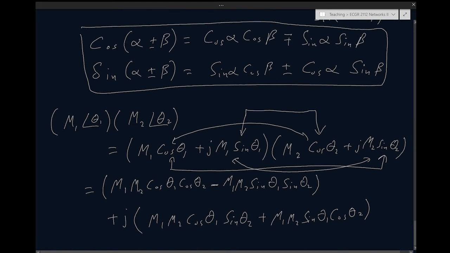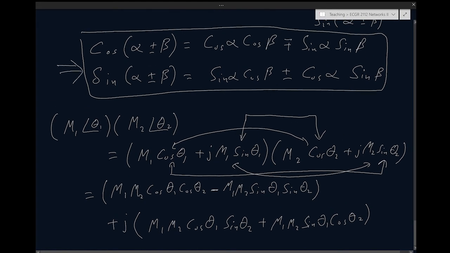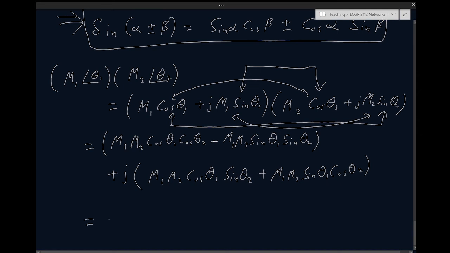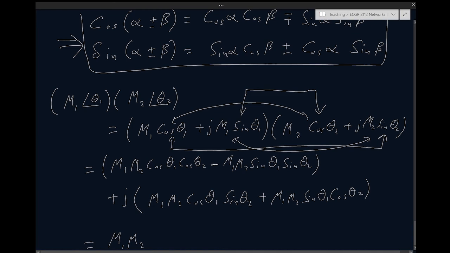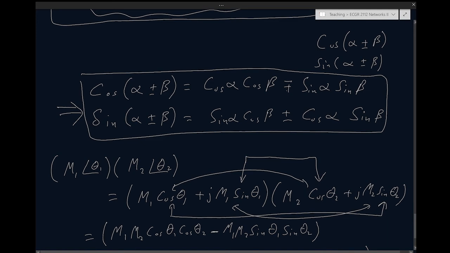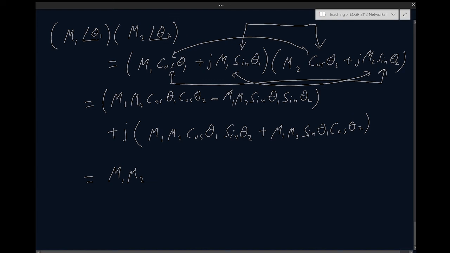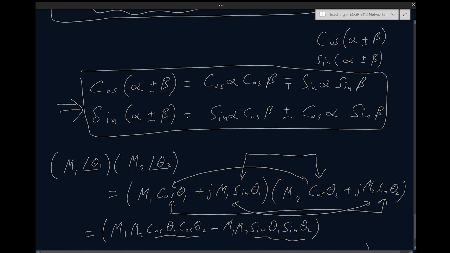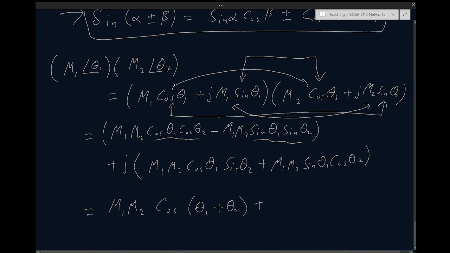And you instantly see those identities in here, right? I can take M1 M2 out, and then what do I end up with? I end up with cosine theta 1 cosine theta 2 minus sine theta 1 sine theta 2. What's that? That's cosine of theta 1 plus theta 2, right? That's what this expression is that remains. It's just cosine of theta 1 plus theta 2, right? And then plus the imaginary component.